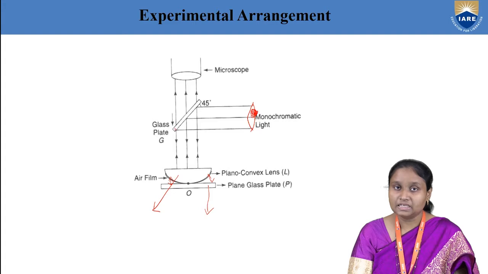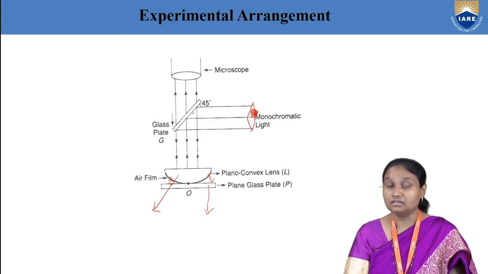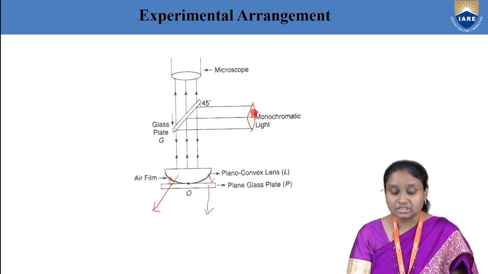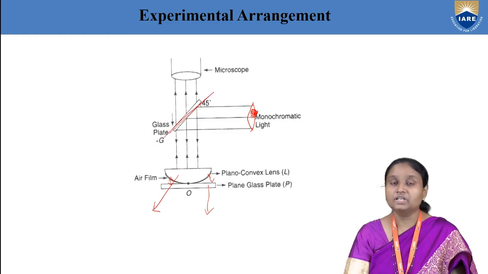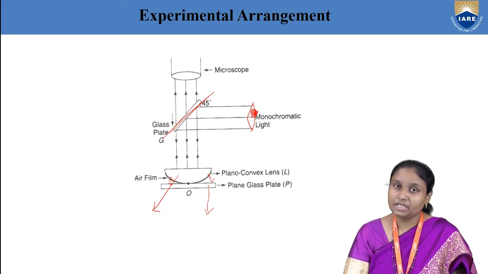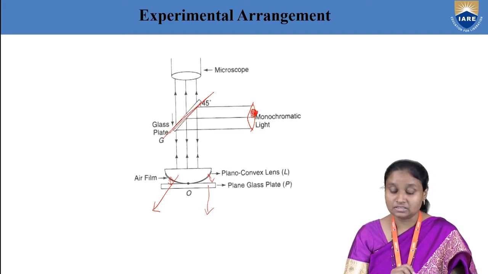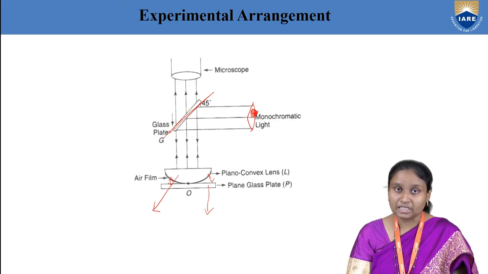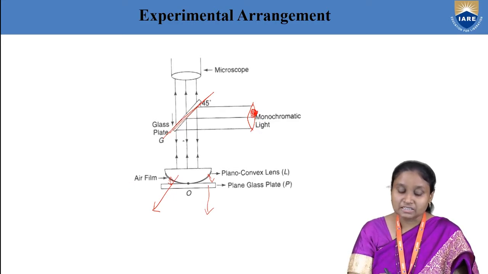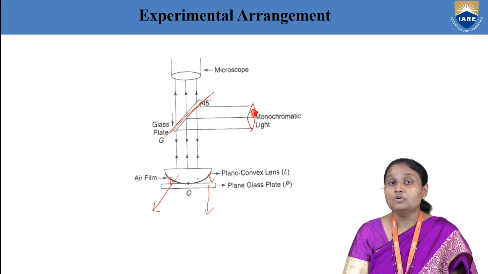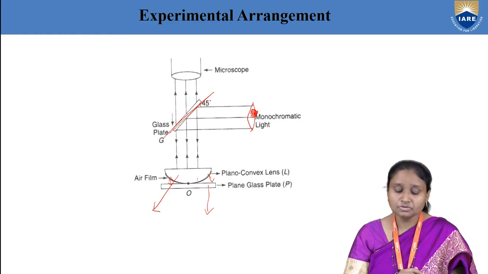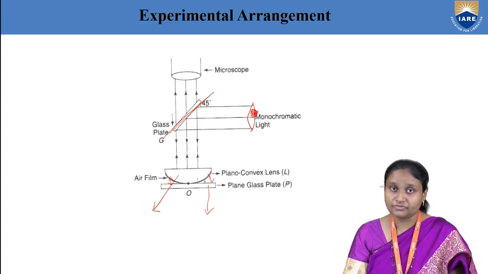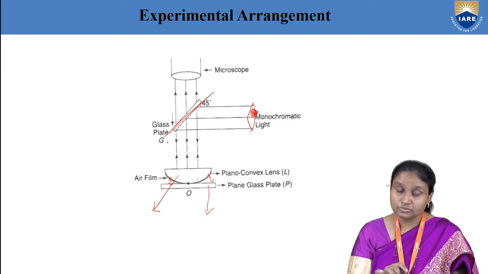How is this plain glass plate held? It is held at 45 degrees inclination, as you can see in this figure. Why do we keep it at 45 degrees? When light falls on this plate, it gets reflected onto the air film normally. So we are going for normal incidence, making light fall normally on the air film formed between the convex surface of the lens and the plain glass plate. For that, we make use of this glass plate.